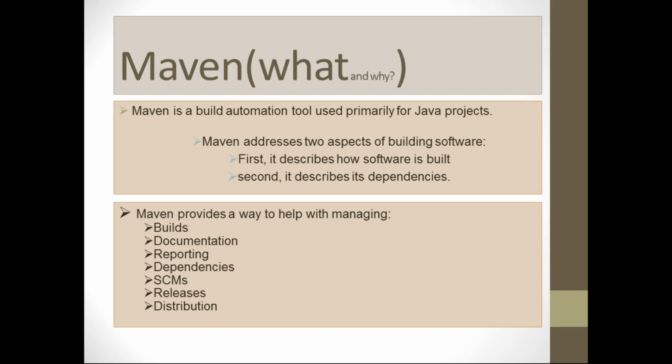So Maven is your build automation tool, primarily for Java projects. And there, as I said, it's all convention over configuration. What it does, we just discussed: builds, documentation, reporting, dependencies, software configuration management, release, distribution. Just like a single solution for all the problems we have with Ant, right?